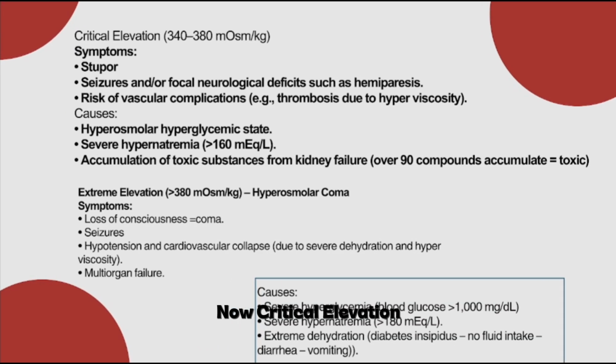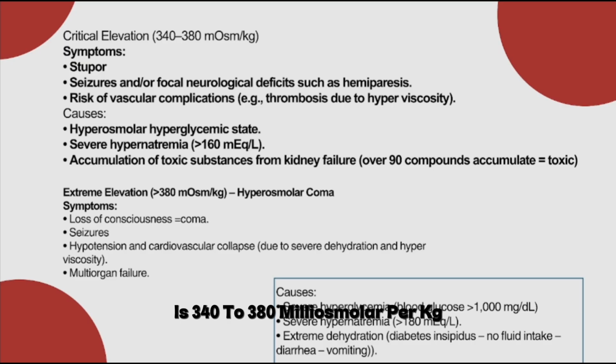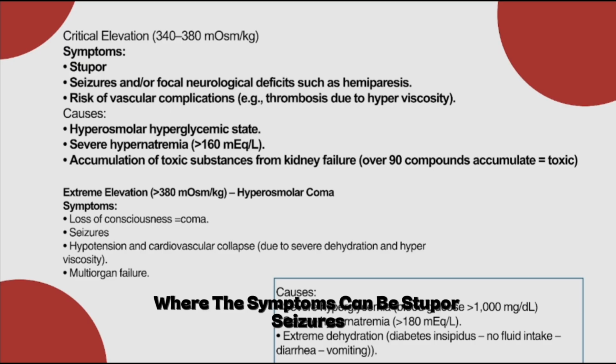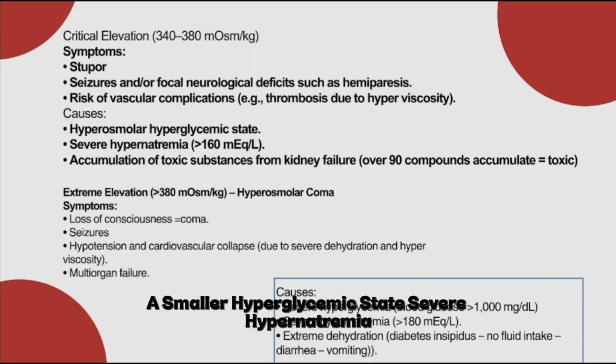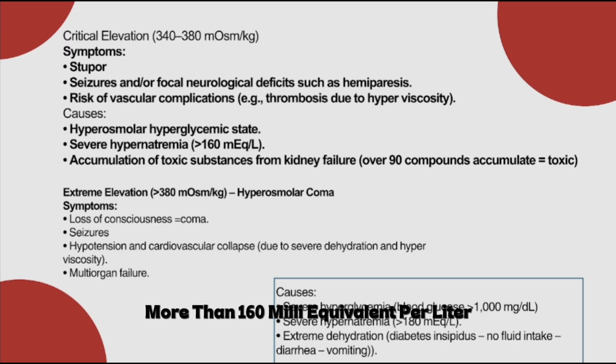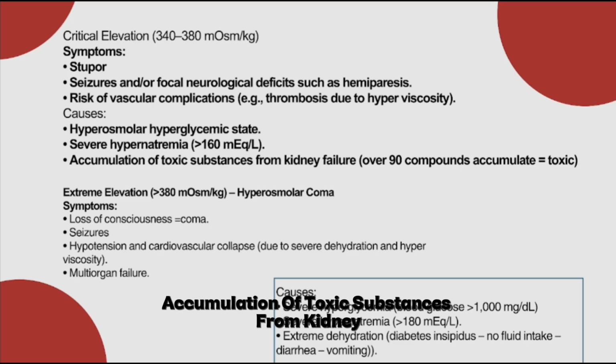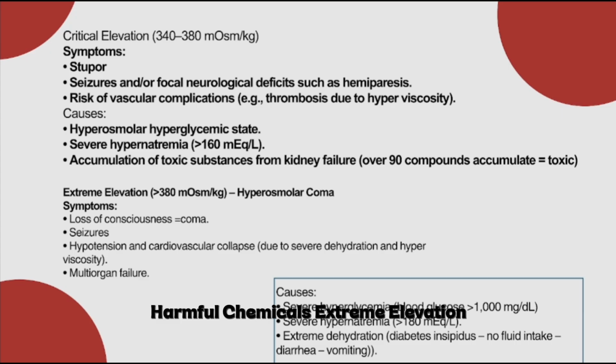Now critical elevation is 340 to 380 milliosmol per kg, where the symptoms can be stupor, seizures, focal neurological deficits such as hemiparesis, risk of vascular complication, thrombosis or hyperviscosity. Causes can be hyperosmolar hyperglycemic state, severe natremia, more than 160 milliequivalent per liter, accumulation of toxic substances from kidney failure. Over 90% of the compounds are toxic from the kidney. Osmolarity increases because of the retention of these harmful chemicals.